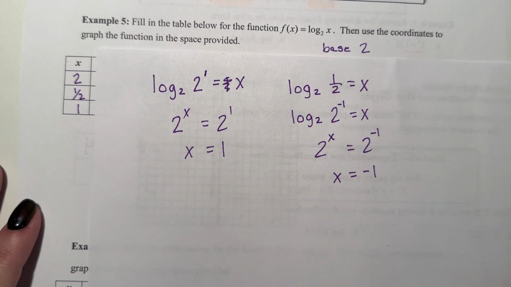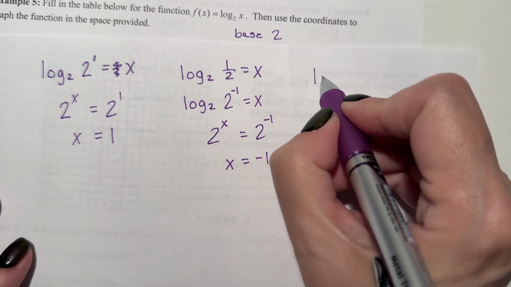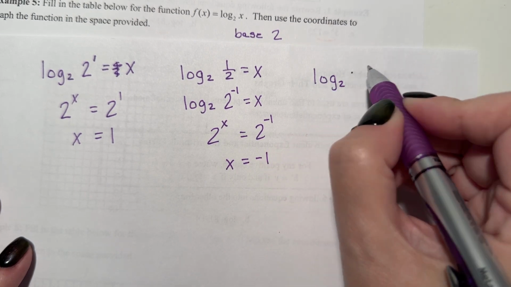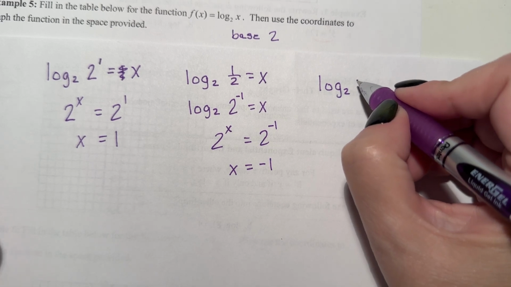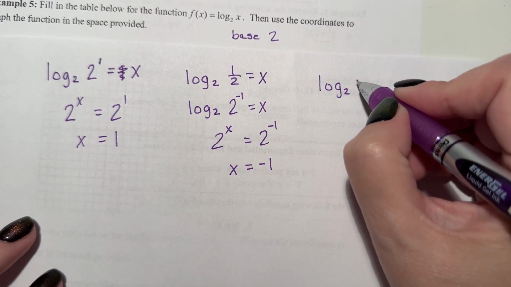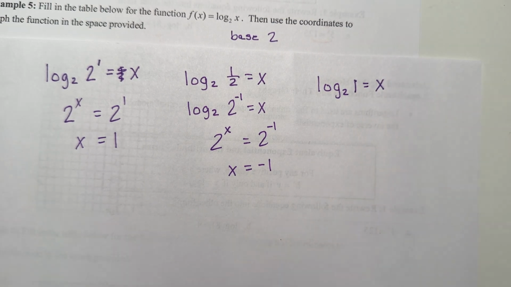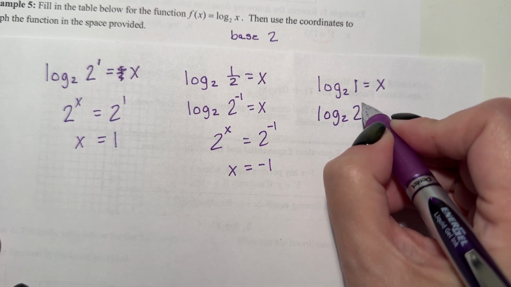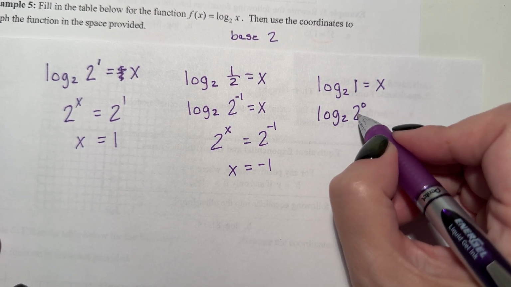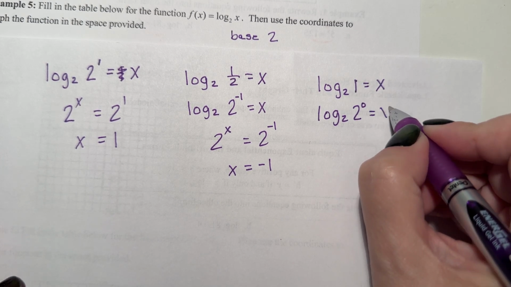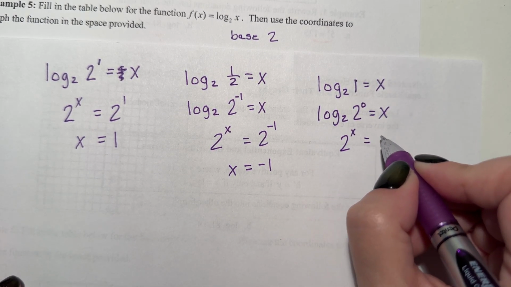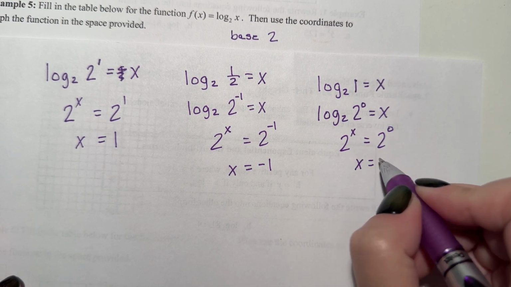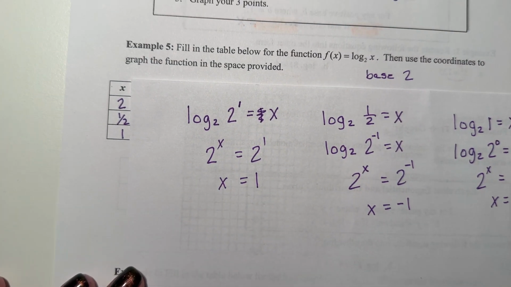Okay, let's try one more. This one's our tricky one. So I've got log base 2 of 1, just 1. That's weird. Okay, now this one is the hard one. And the reason it's the hard one at first is you got to think about 2 to what power equals 1. So this will be log base 2 of 2 to the 0 power. Because remember, anything to the 0 power is 1. That equals x. So that'll be 2 to the x equals 2 to the 0. So x equals 0.